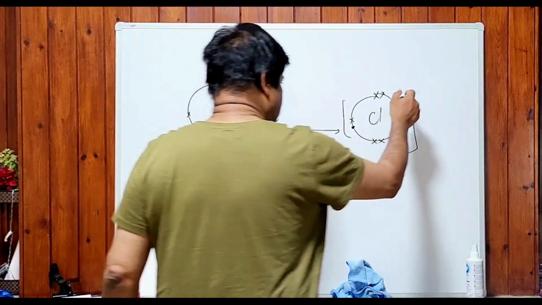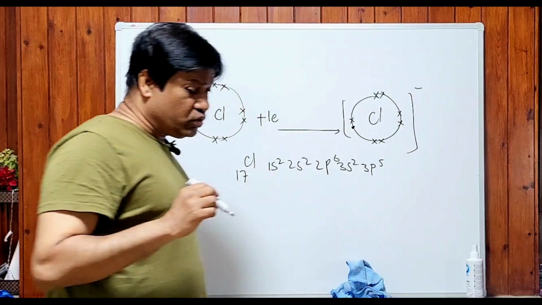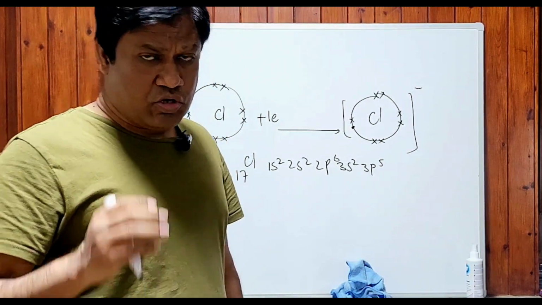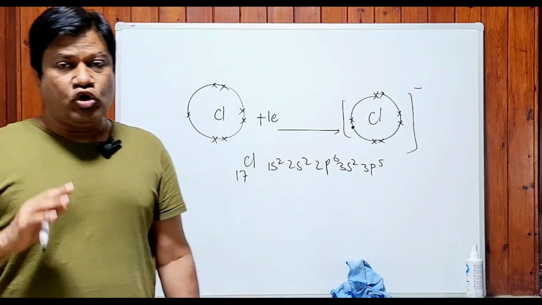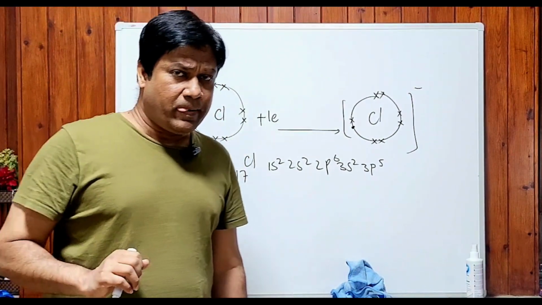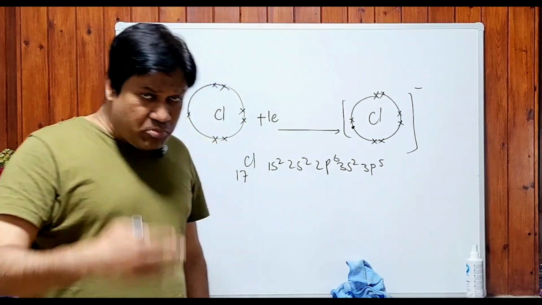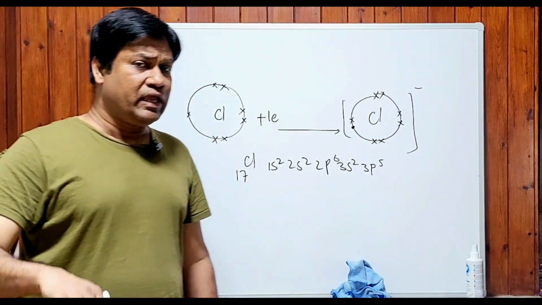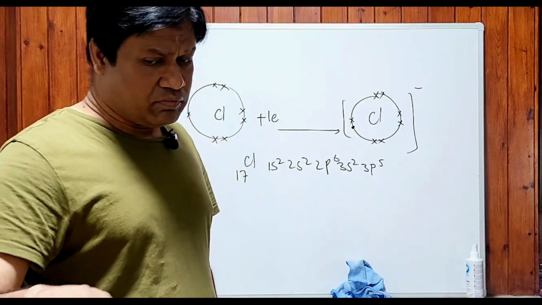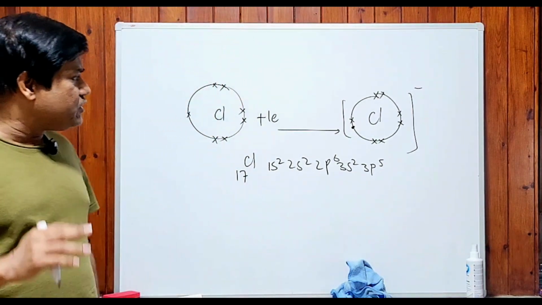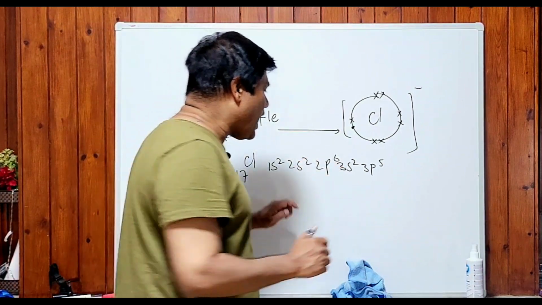So Cl minus. We know now that when a metal loses an electron, it gets a positive charge, which is called a cation. When a non-metal gains an electron, it becomes a negatively charged ion, which is called an anion.